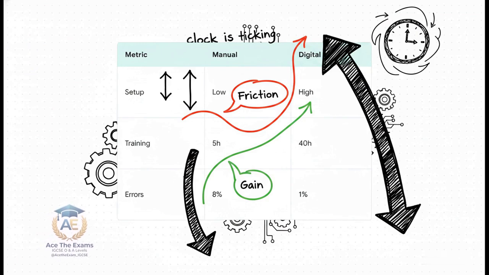The setup costs jump from low to high. The required training time spikes dramatically from 5 hours to 40 hours. However, the error rate absolutely plummets from 8% down to just 1%. Now imagine a 60-second countdown timer ticking away. How do you interpret the relationship between these specific metrics? If you just write down, training time is higher in the new system, you completely fail the analysis criteria. You must articulate the tension between that severe short-term friction and the massive long-term operational gain.